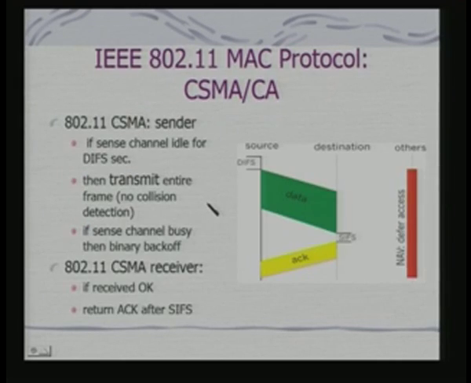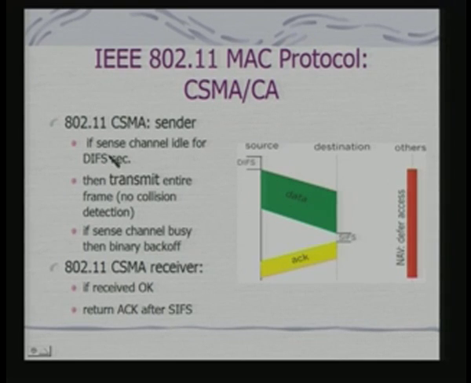So, what is the basic MAC protocol? It is CSMA/CA, that is, collision avoidance and not collision detection. This is a basic difference. We are looking at a variety of MAC protocols: CAN, Ethernet, and now 802.11.